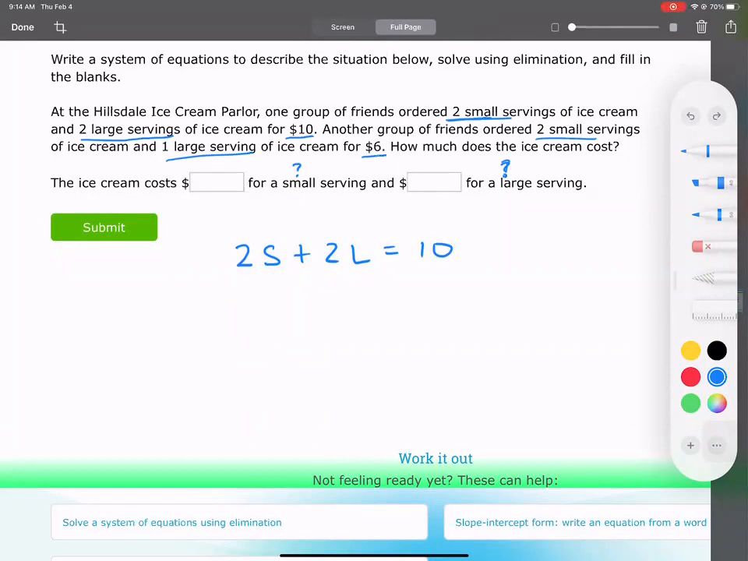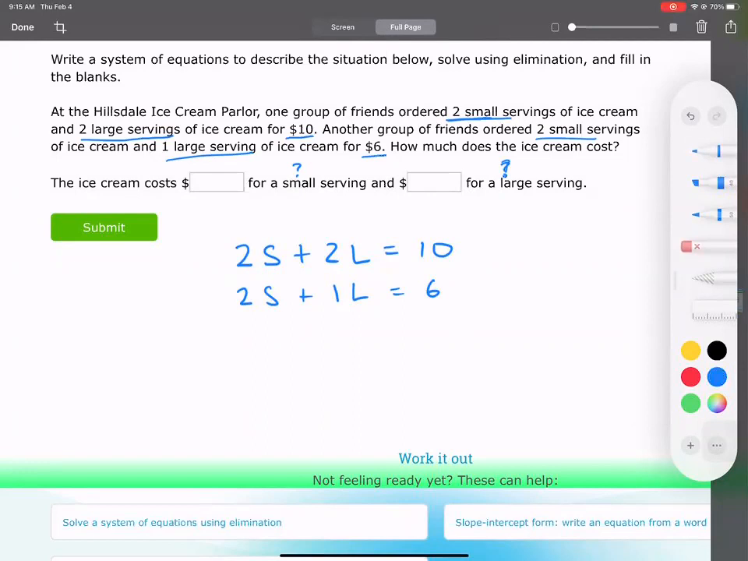Another group of friends ordered 2 small servings of ice cream and only 1 large serving of ice cream, and their total was $6. So we could guess this. We could say, oh, well, since there was only 1 more large and it cost $4 more, well, large is $4. We could have done that. But instead, we're going to use our elimination method to try to solve these problems.